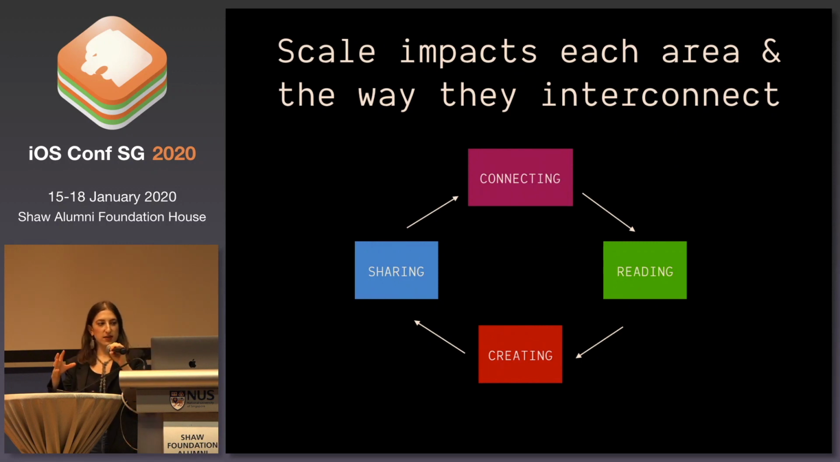So each of these scales impacts each area and also how they interconnect. If you think about it, if there are no people using a platform, creating content is more difficult because you don't know who your audience is, and there actually is no audience. Sharing is difficult because there's not a lot of content to share. Connecting is difficult because not only is there not a lot of content to share, but who would you share it with? You don't necessarily have a connection to other members of the community. And reading, for obvious reasons as well.